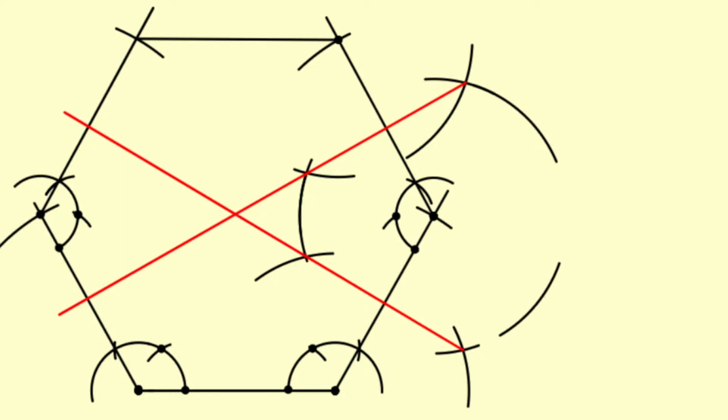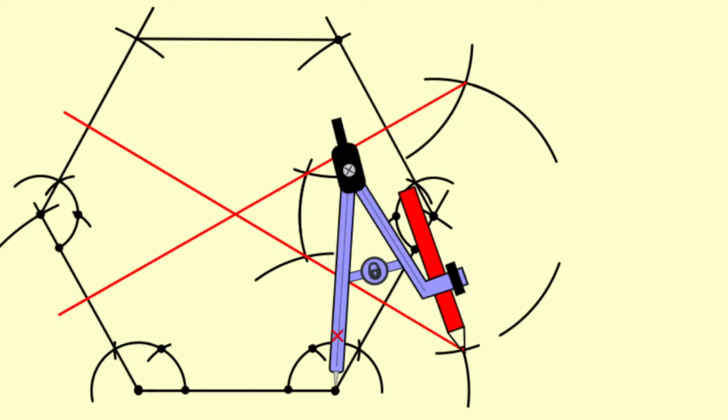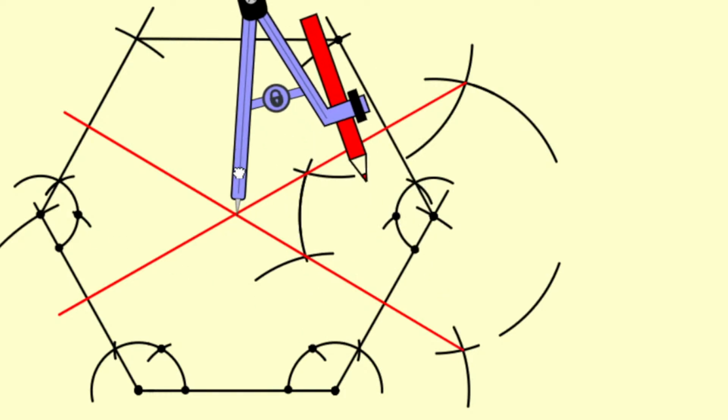So both the bisectors, you can see, are intersecting at one point. This is the point. You just keep your compass at that point, the point of intersection of both the bisectors.